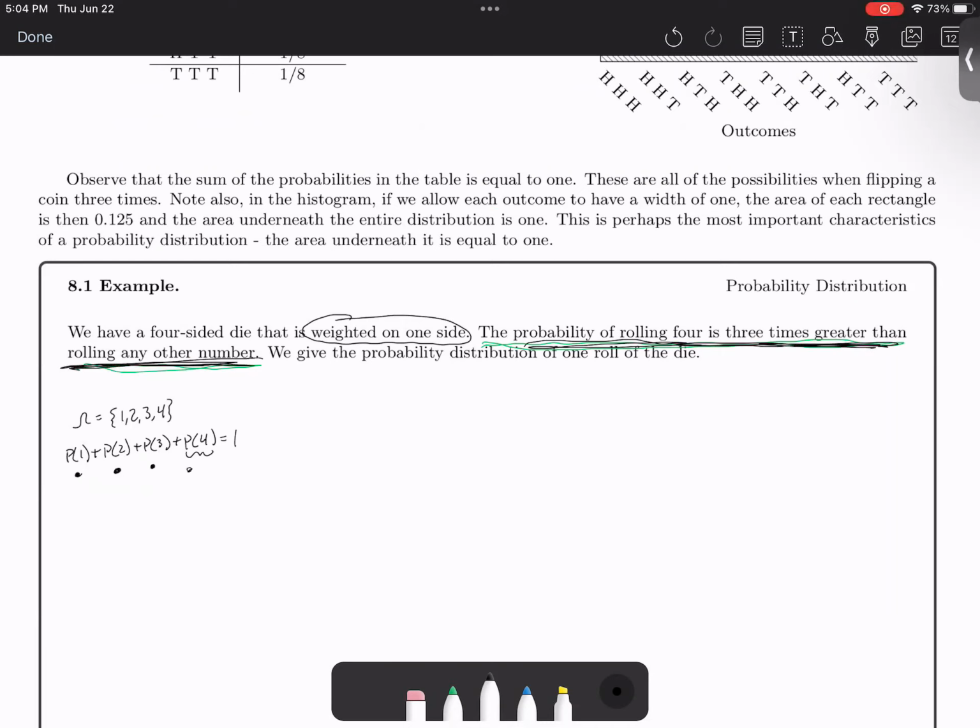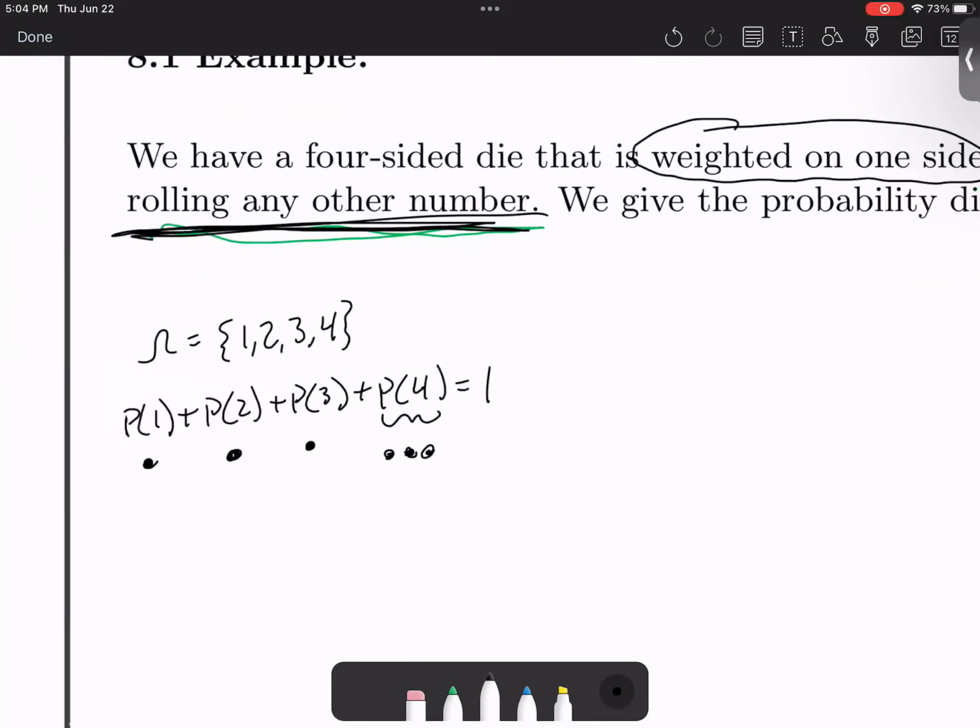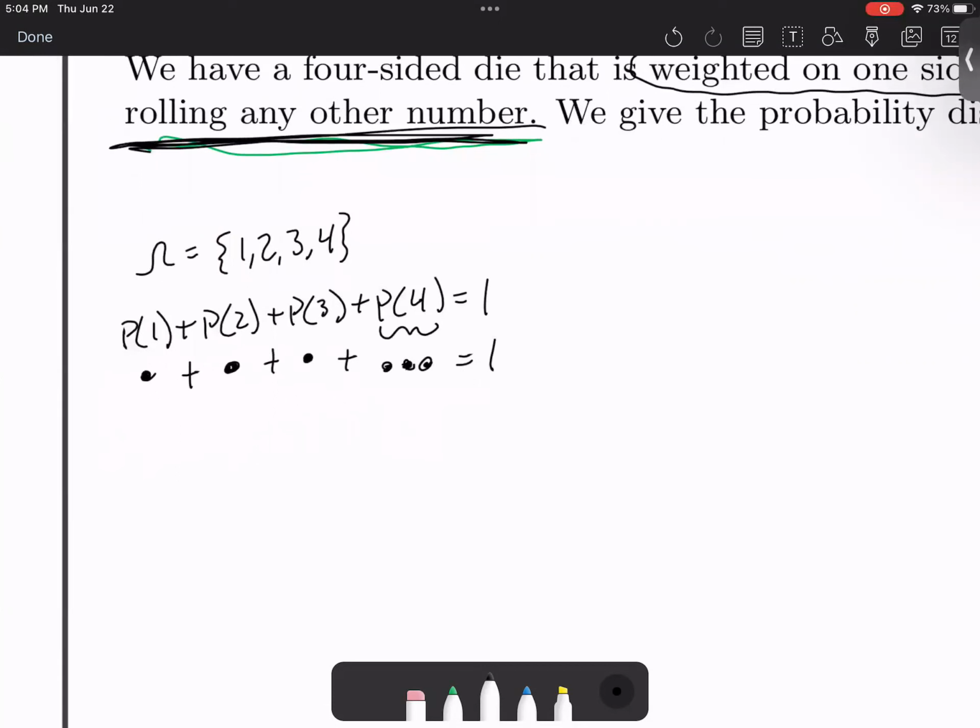So we have 3 dots here. Okay, so 1 dot plus 1 dot plus 1 dot plus 3 dots has to be equal to 1. How many dots do we have? 1, 2, 3, 4, 5, 6. So 6 dots has to be 1. So each dot takes up 1/6 of the space, and 4 gets 3 of those dots.